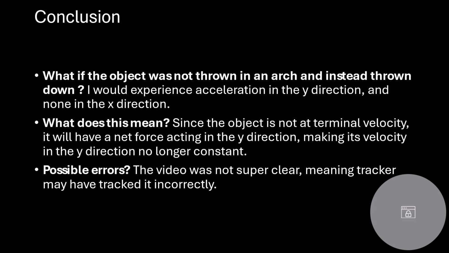Now, here are some hypothetical situations. What if the object was not thrown in an arch and instead thrown down? It would experience an acceleration in the y direction and none in the x direction. Since the object is not at terminal velocity, it would have a net force acting in the y direction, making its velocity in the y direction no longer constant. The video was not super clear, meaning Tracker may have tracked it incorrectly as a source of possible error.